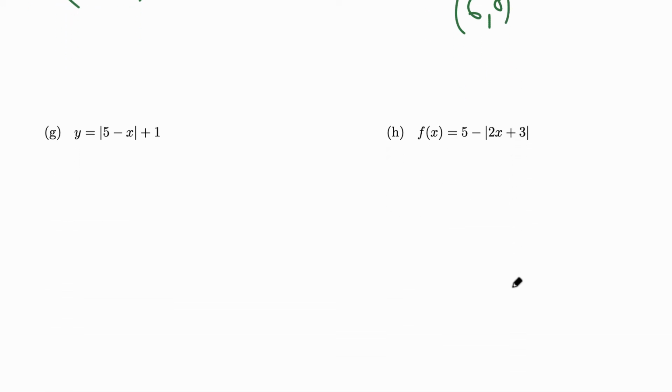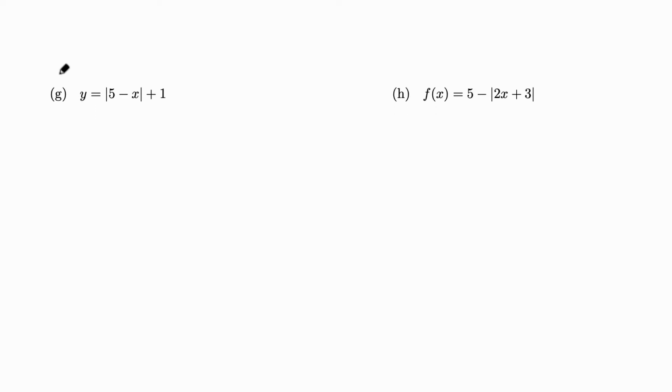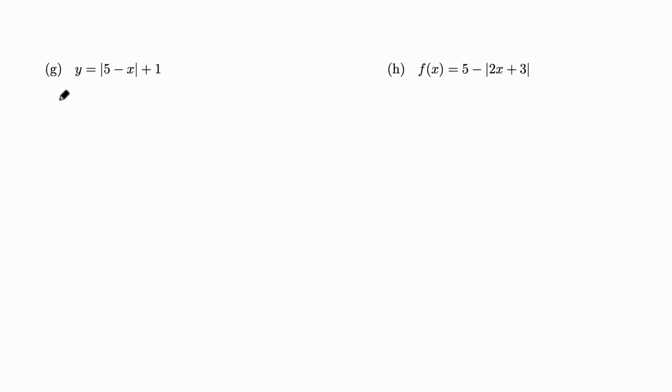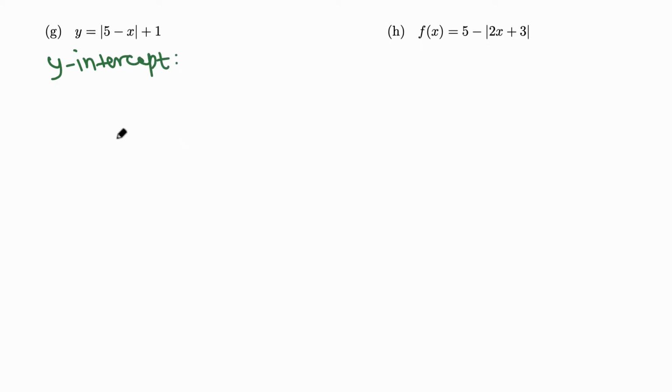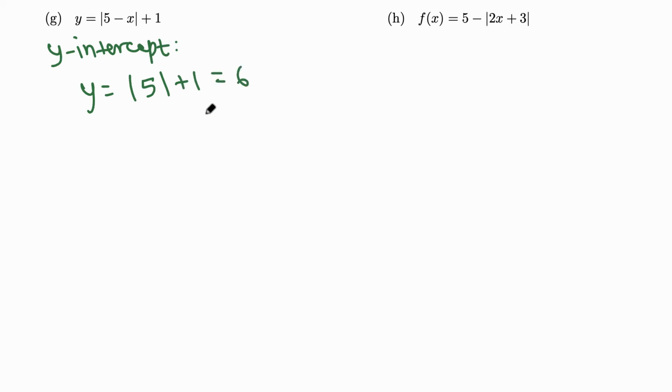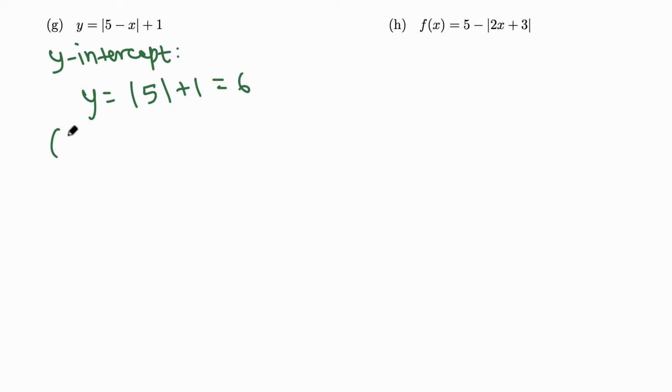Okay, let's move to G here. Let's find the y-intercept. For this we set x = 0, so y equals absolute value of 5 minus 0, just 5, plus 1. Absolute value of 5 is 5, plus 1, 6. So the y-intercept is in fact (0, 6).